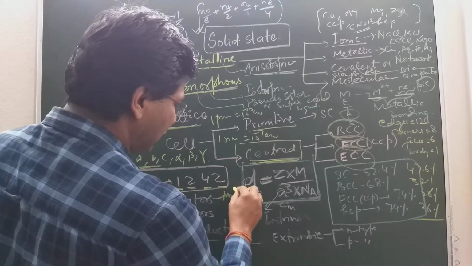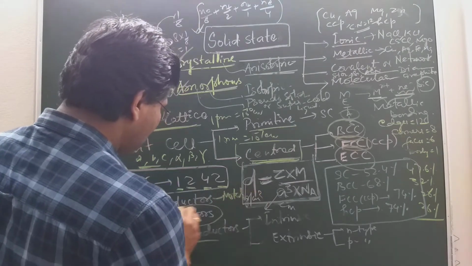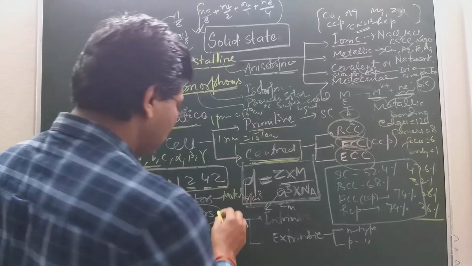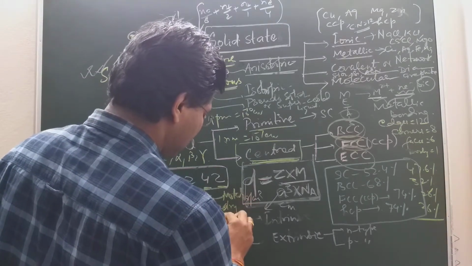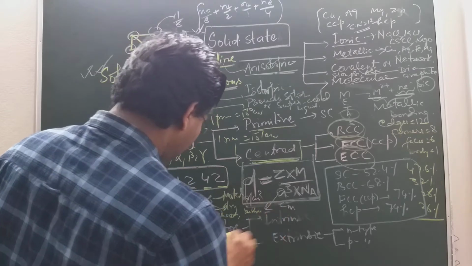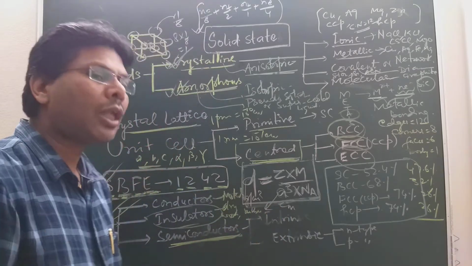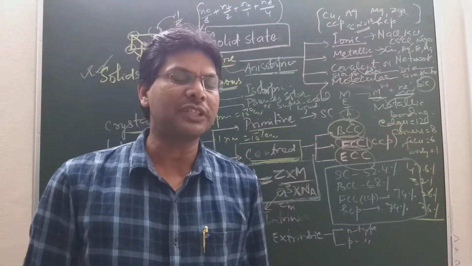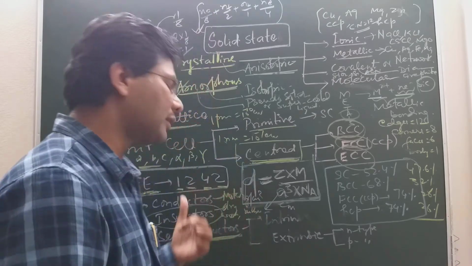If you want an example, metals are very good conductors. For an insulator, you can take dry wood, some rubber, etc. These are insulators. Semiconductors are those substances which have conductivity in between conductors and insulators.